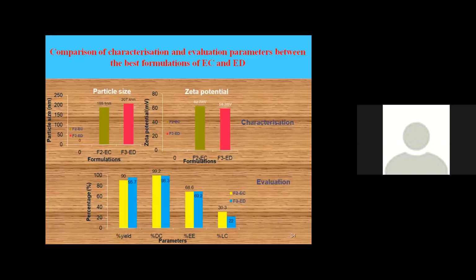Now let us compare the best formulations of ethyl cellulose as well as Eudragit. Among the ethyl cellulose formulations, F2 is considered best. Among Eudragit, the F3 formulation was considered the best. So this comparison was made between these two best formulations. The particle size is smaller in EC when compared to Eudragit. The zeta potential is also higher for EC, so it is more stable than Eudragit. Upon comparison of all these evaluation parameters, EC shows better results in some, and in other parameters Eudragit shows better results.